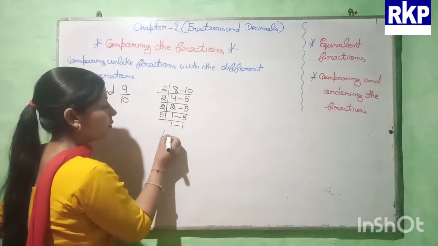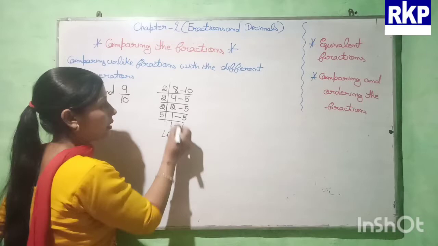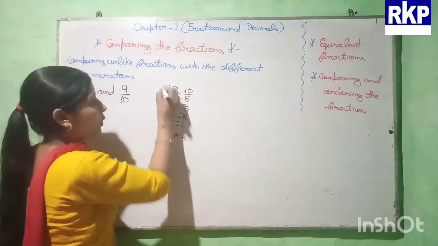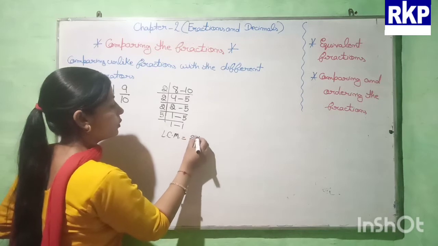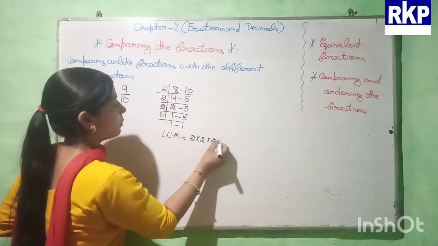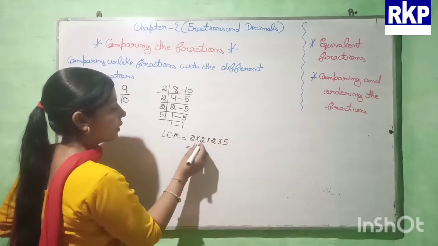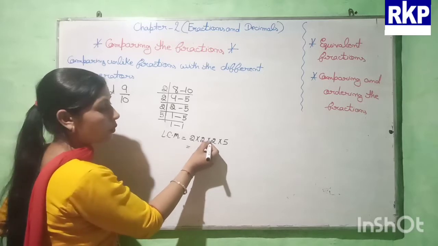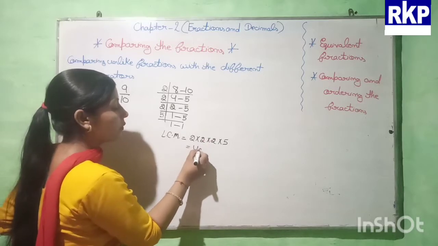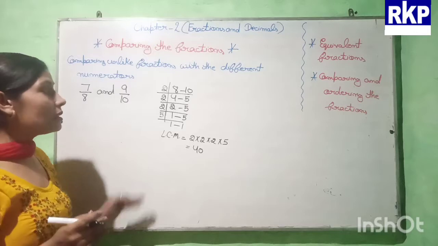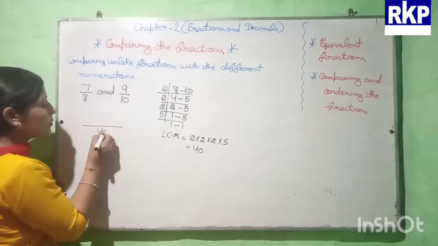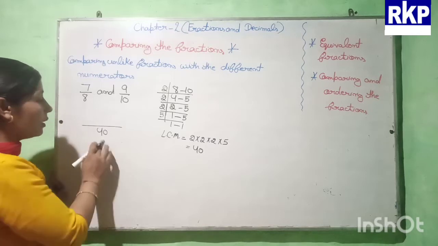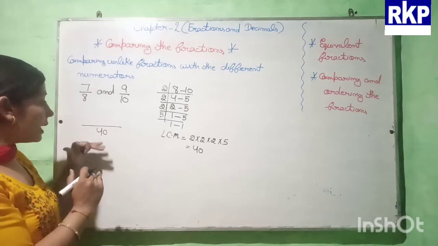Now here we will write the LCM of 8 and 10. We have to find the product of these: 2 multiply 2 multiply 2 multiply 5. 2 twos are 4, 4 twos are 8, 8 fives are 40. So 40 is the LCM of 8 and 10. Now we have to write here 40, meaning the LCM.